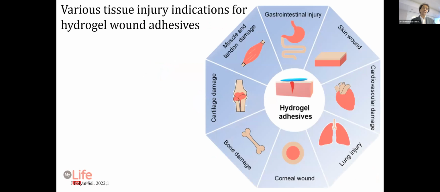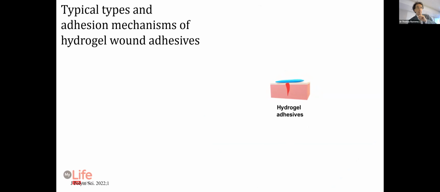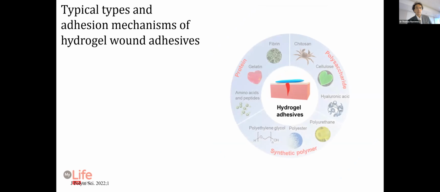In general, you can divide these base plates into hydrogels and hydrocolloids. Hydrogels, which are shown here, are not only meant for these kinds of wounds. You can also use them for muscle damage, skin wounds, bone damage and so on. So they have a broad variety of clinical applications. Interestingly, the hydrogel adhesives make use of sugar-like polysaccharides, proteins, which are very amino acid rich, or are synthetically made. Polyurethane is an example of it.